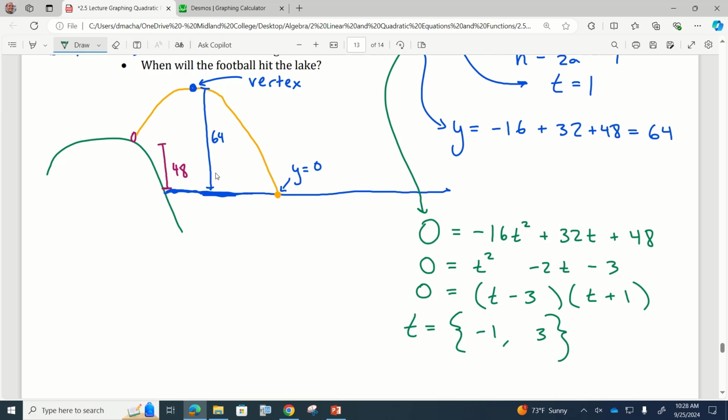The two possibilities here are either the ball hits the lake 3 seconds after you kicked it, or the ball hits the lake 1 second before you kicked it. Which one makes sense? 3 seconds. Right. Yeah, the negative 1 part doesn't really make sense in the context of my problem. So the answer to the question is 3 seconds after the kick.